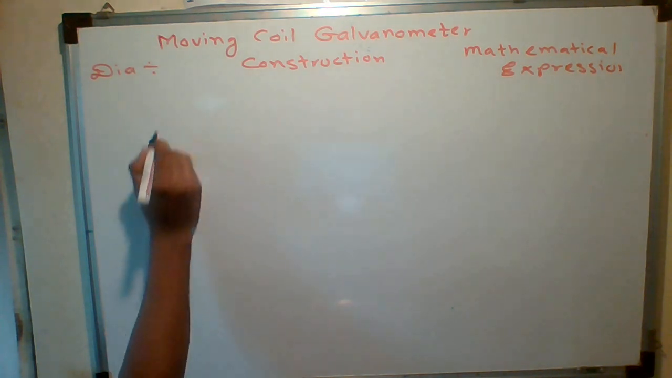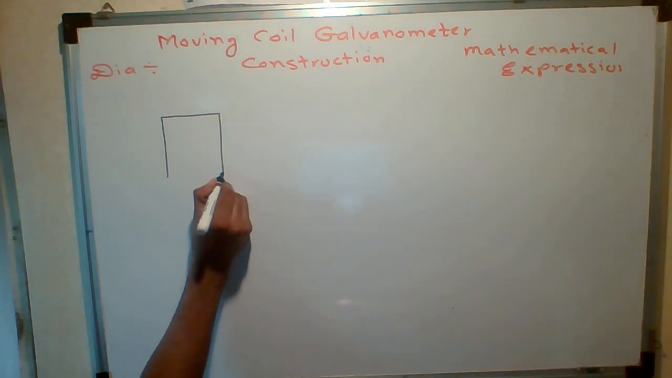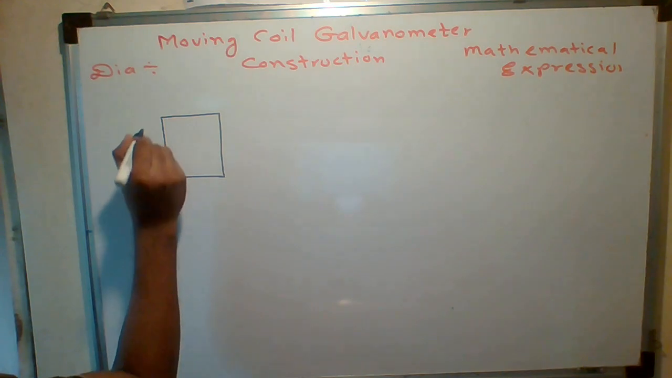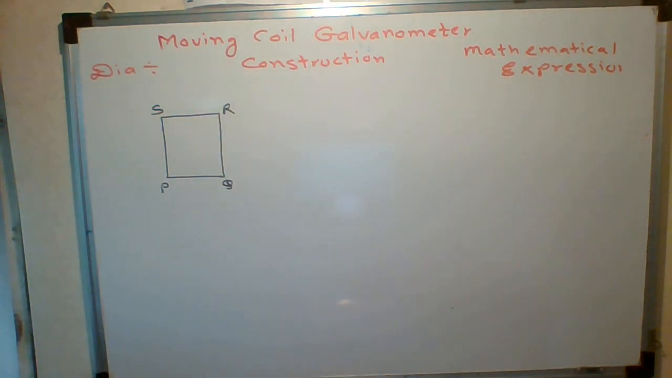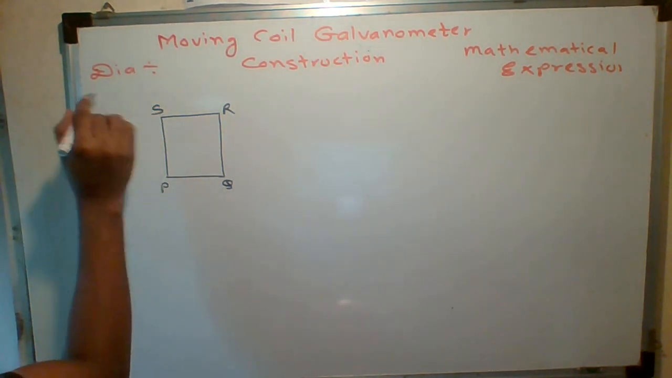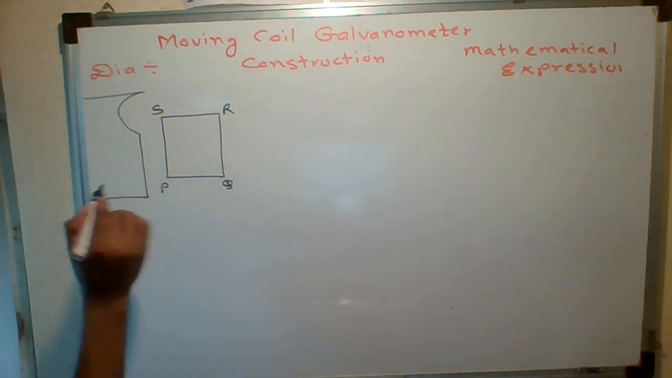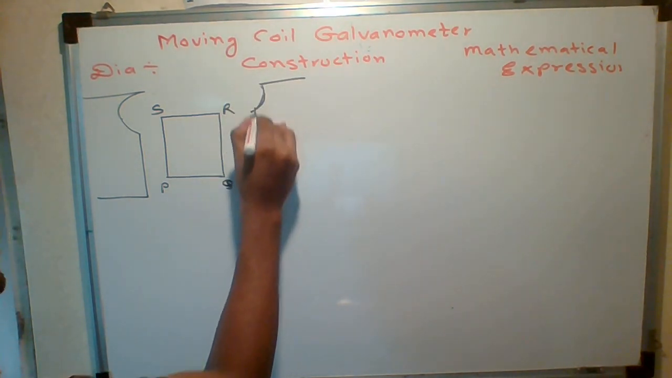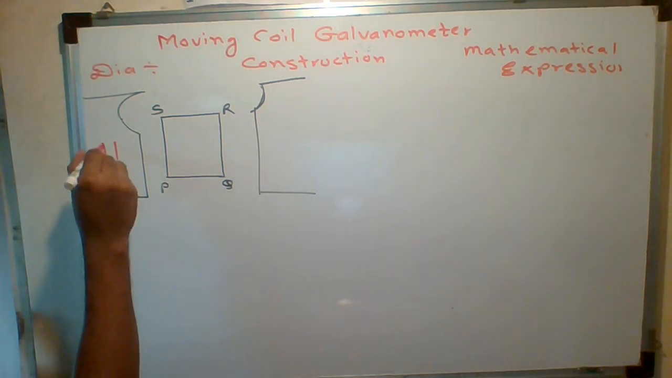Students, what exactly are we going to consider? We are going to consider one coil, a coil of n number of turns. Let the name of that coil be PQRS. This coil is placed between a horseshoe magnet. You will find such a type of magnet over here, carrying two poles, north and south.